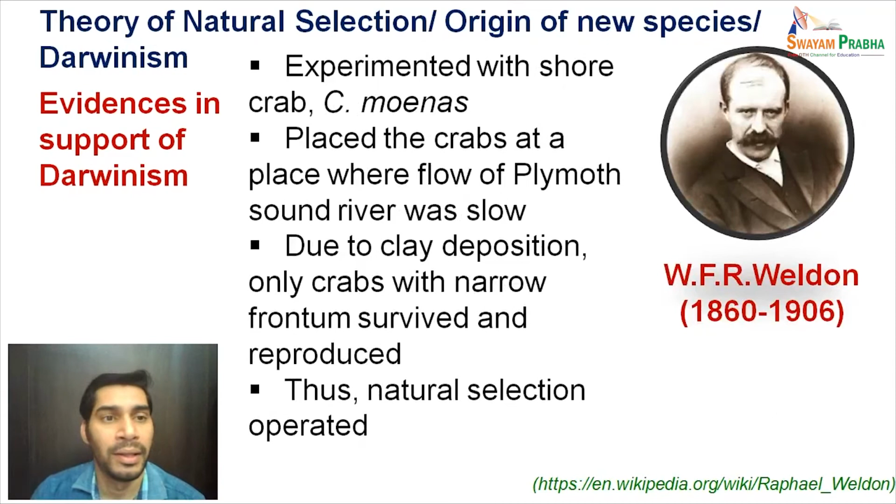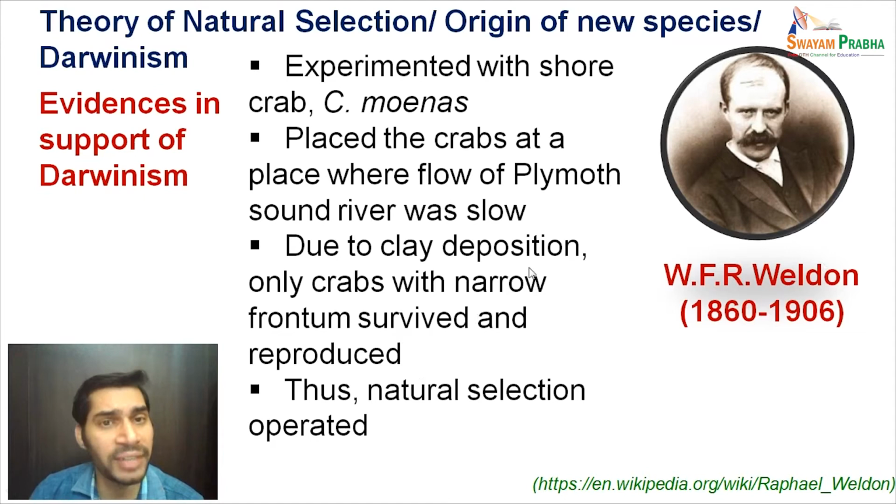There are experimental evidences also in case of natural selection. For example, W.F.R. Weldon carried out experiments with a shore crab called C. maenas. What he did is, he placed the crabs at a place where the flow of Plymouth Sound River was slow, because of which there was a deposition of clay, and the crabs started dying because of that clay deposition. Only the ones with narrow frontal breadth survived and reproduced. So, he experimentally proved that the natural selection is operating in nature.